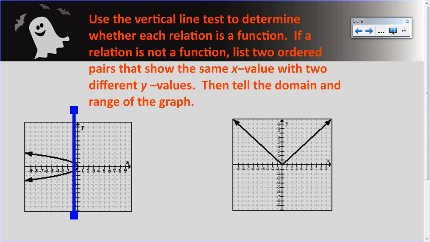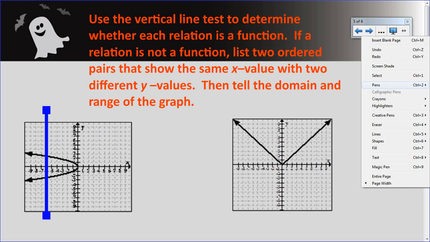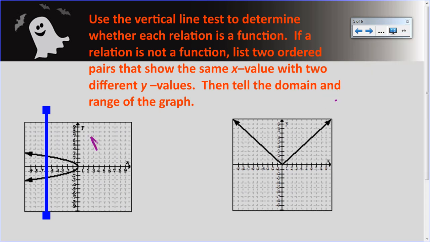So because this vertical line at any point on this curve went through that curve in more than 1 point at the same time, what I have is not a function. It is not a function because this vertical line hits it in 2 different places at the same time.